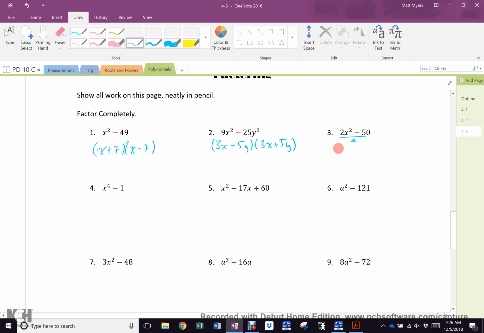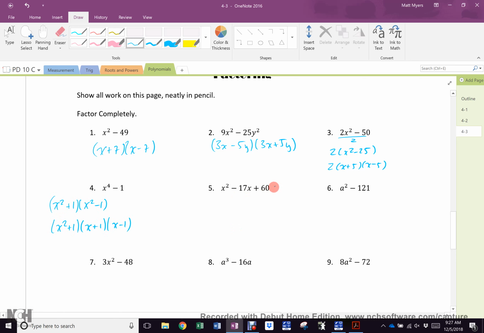Bring out the 2. x squared minus 25. Can I forget about that 2? No. x plus 5, x minus 5. What about this one? x squared plus 1 and... Can I stop there? No, of course not. Why? x squared plus 1, x plus 1, x minus 1.